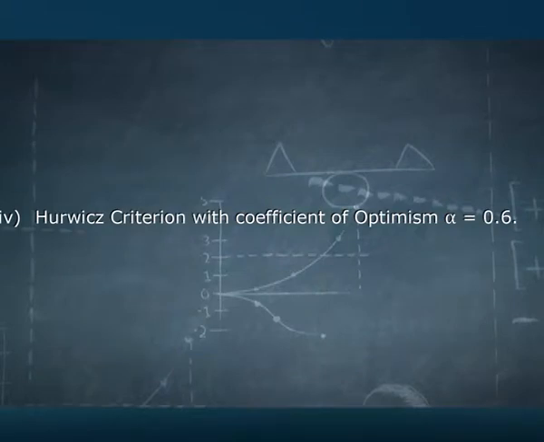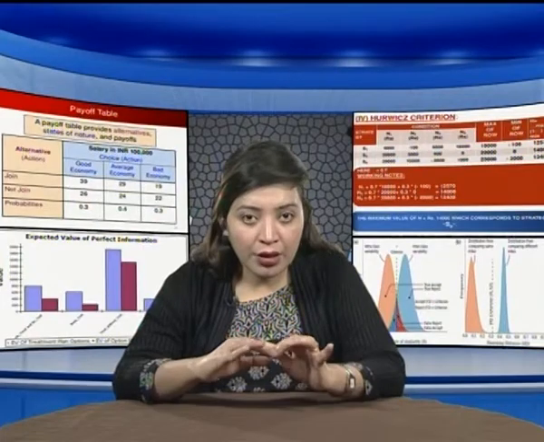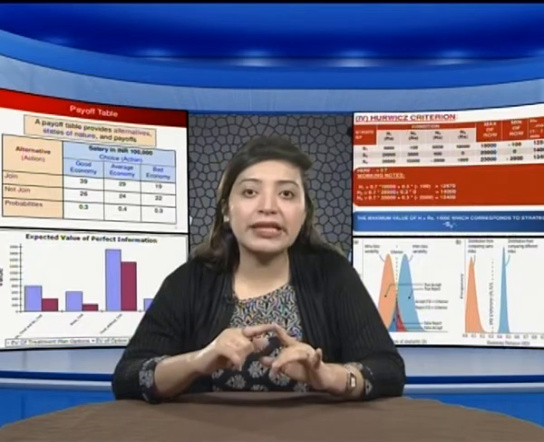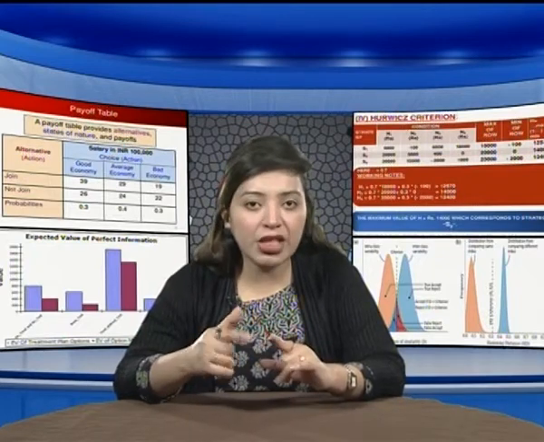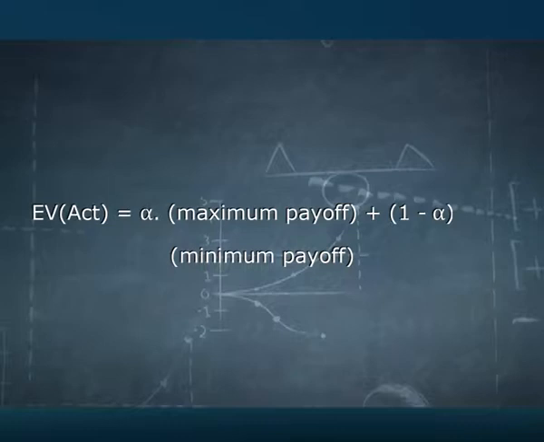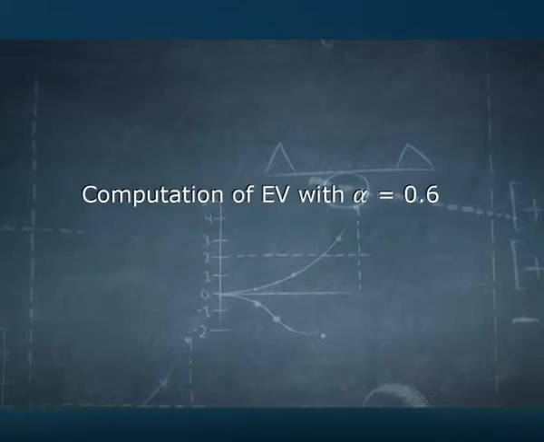Let's see the next, fourth one, that is Hurwicz criteria, with the coefficient of optimism alpha equal to 0.6. To find the investment plan using Hurwicz criteria with alpha as the coefficient of optimism, we first determine the expected value EV for each act, which is given by EV of act equals alpha times maximum payoff plus 1 minus alpha times minimum payoff, and then choose the act which yields the highest expected value. Let's see the computation of EV with alpha equal to 0.6.